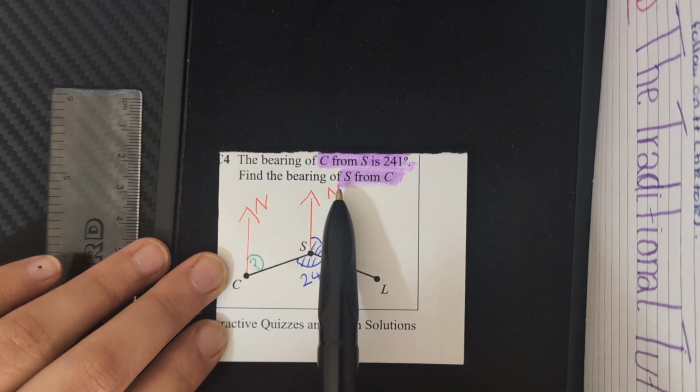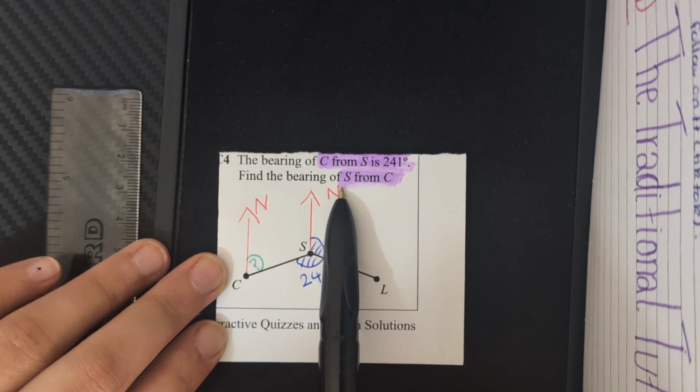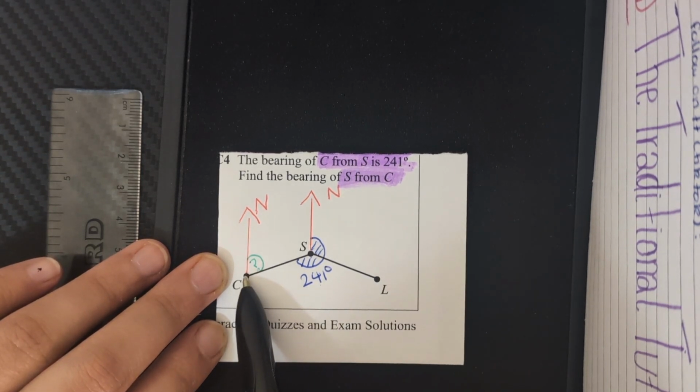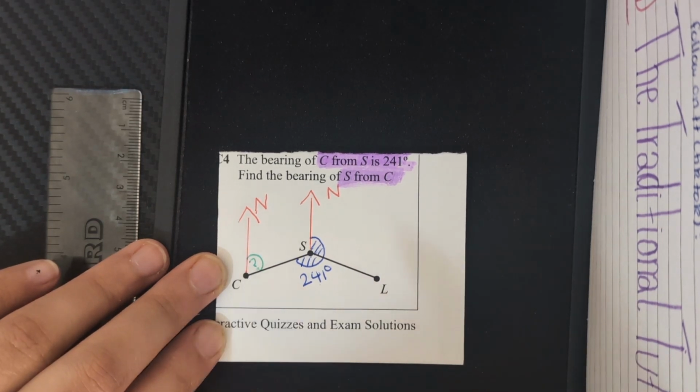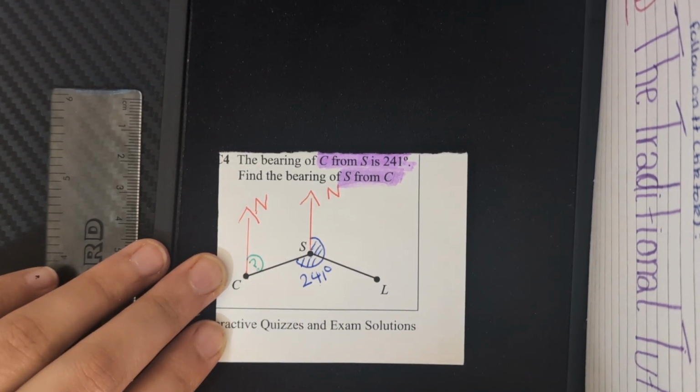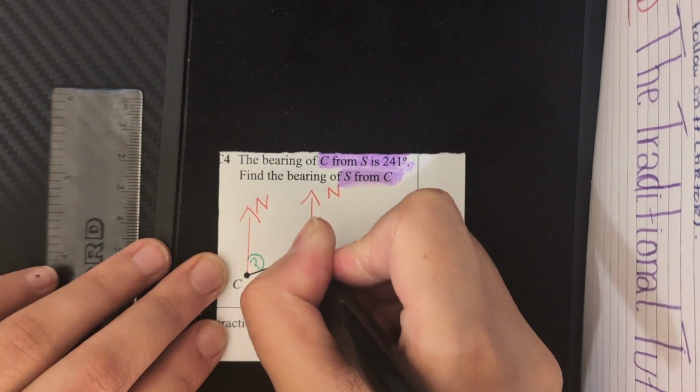Then I've gone ahead and drawn my north line from C, because that's the actual question, to work out the bearing of S from C. So from C I've drawn the north line, and this is the angle that we're interested in. Now in order to work that out, I need to first of all work out what this little inside angle is going to be here.